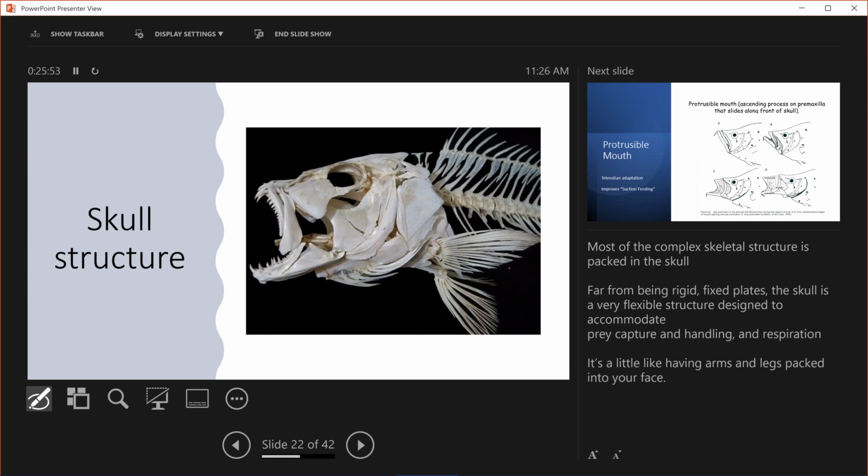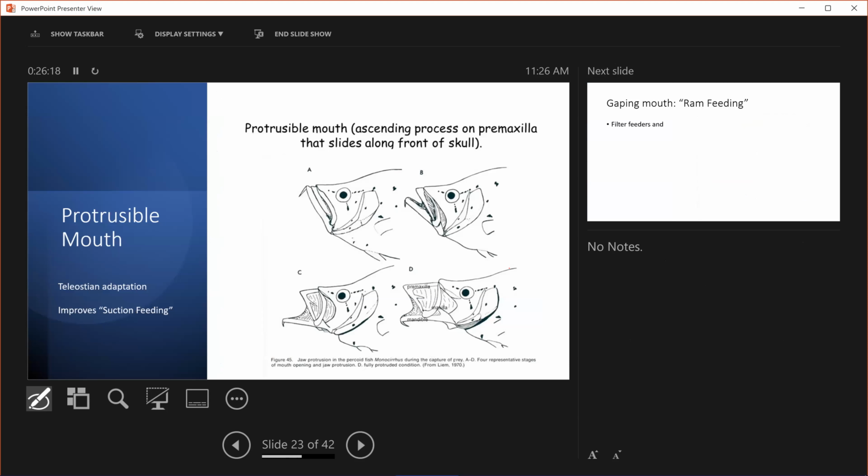And as I said before, it's got to be capable of handling prey capture, respiration, in some cases breeding activities, nest making. And so all the plates in that skull tend to be flexible along really weird hinges and pulleys, essentially, that allow them to do all these things. It's kind of like having your arms and legs packed into your face.